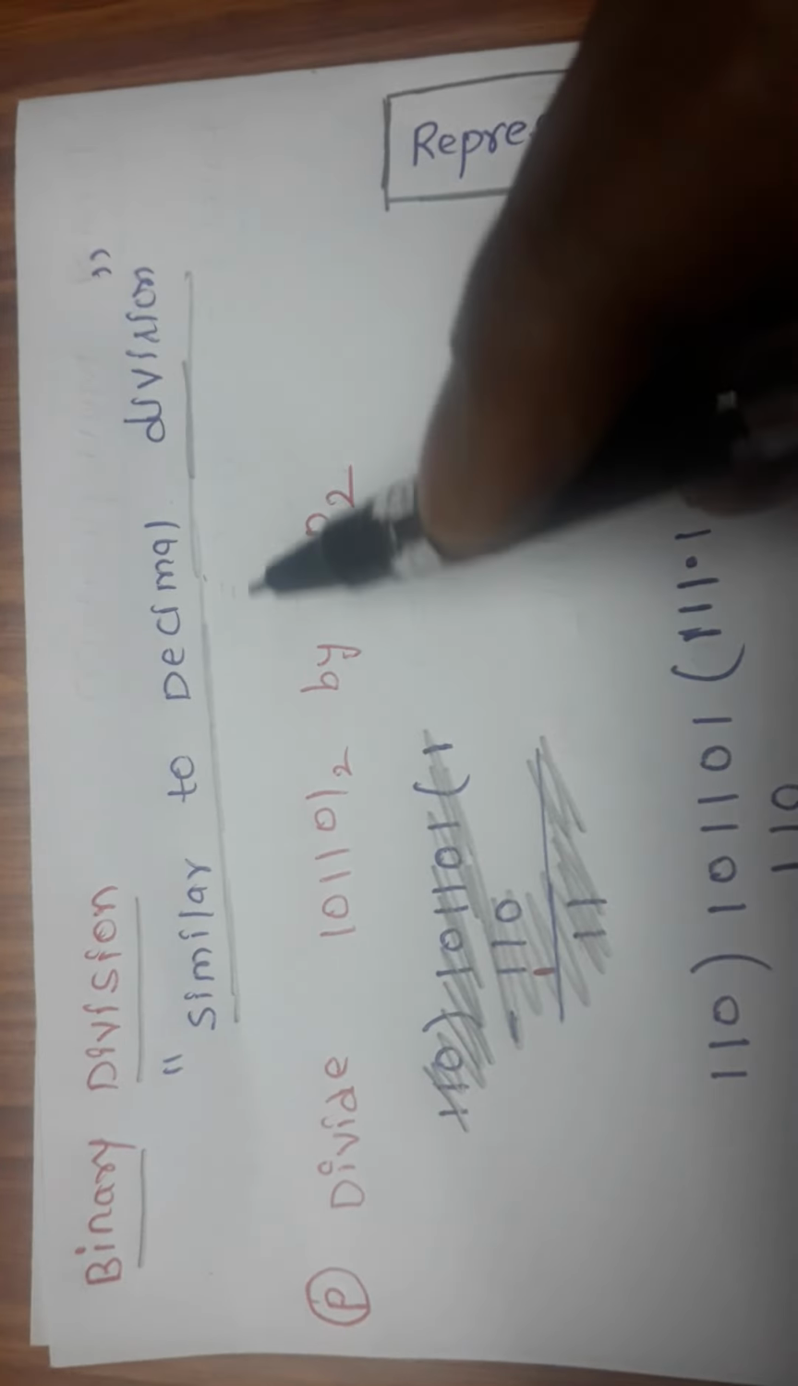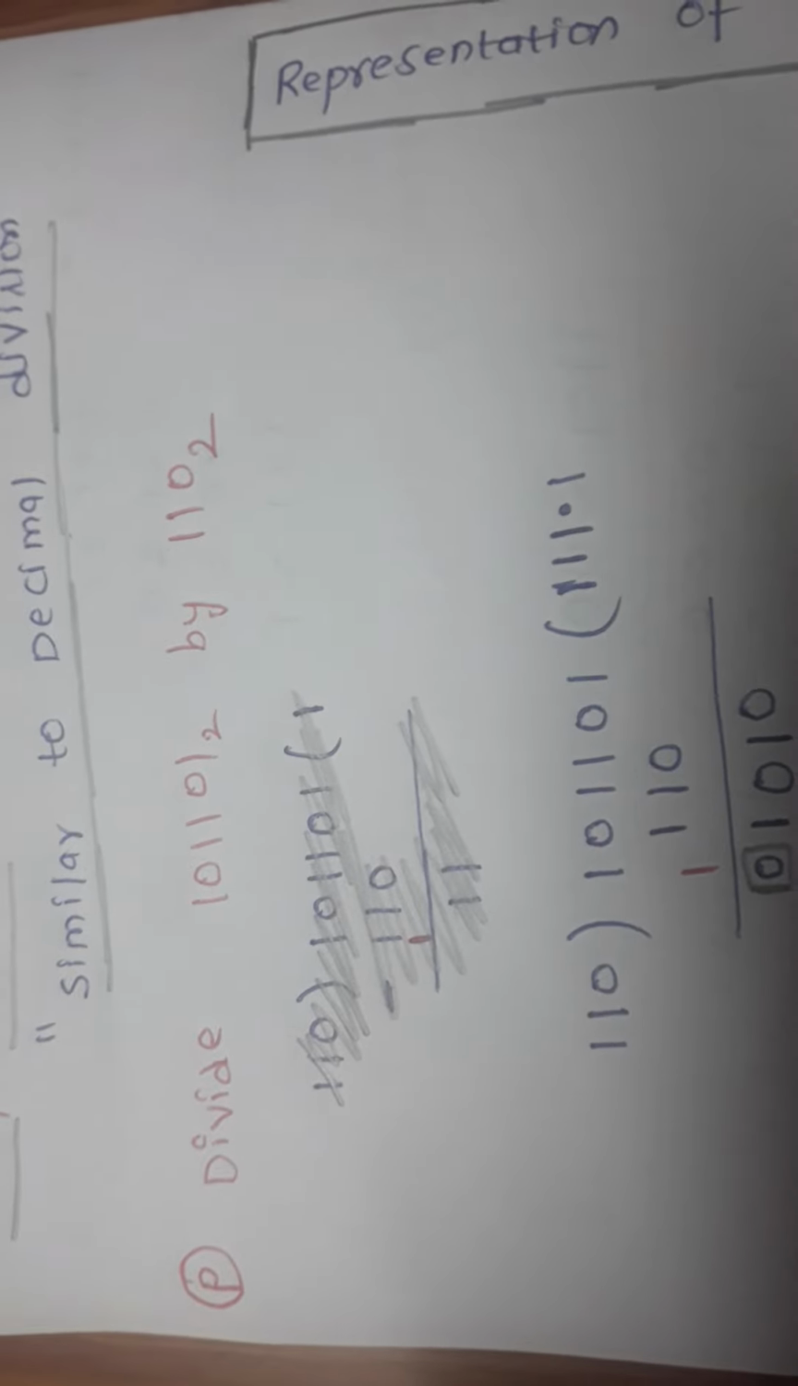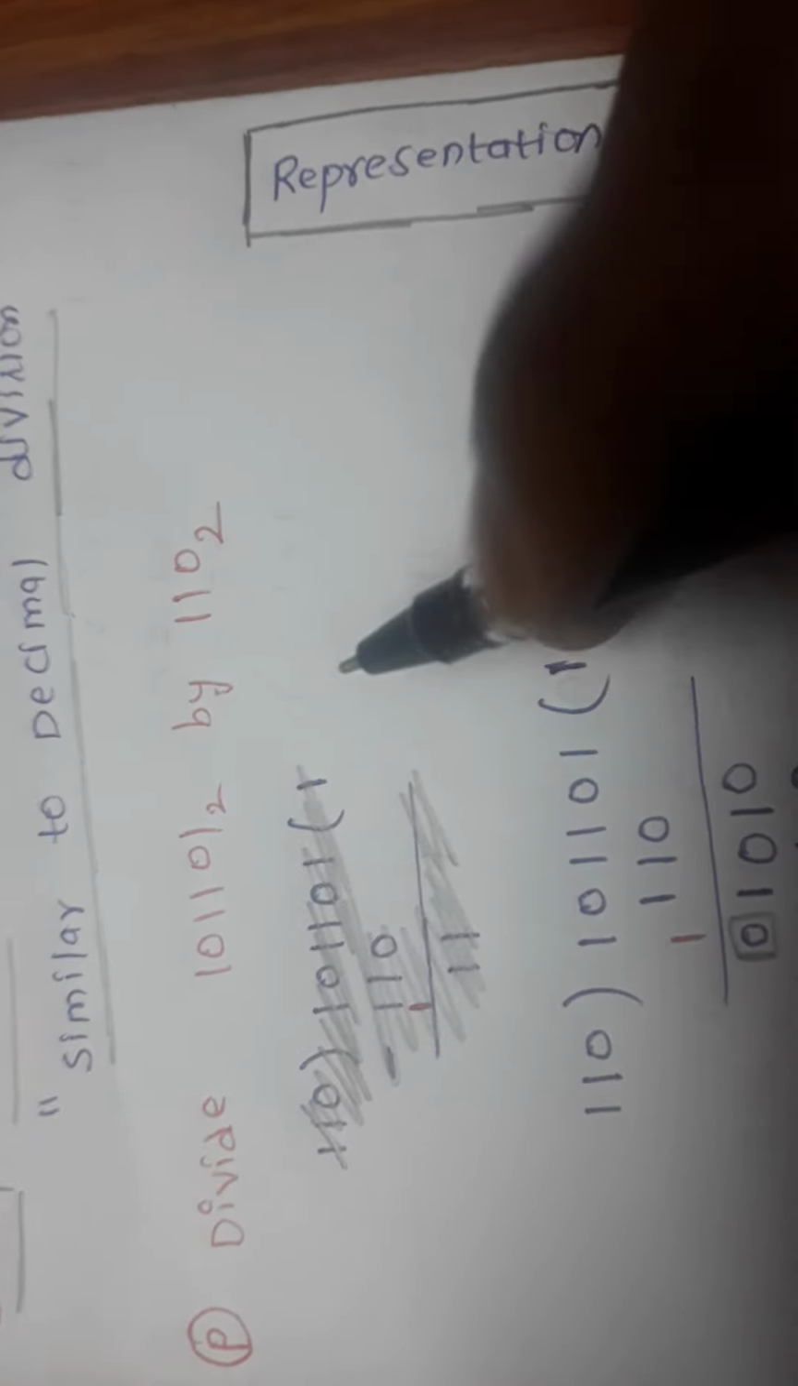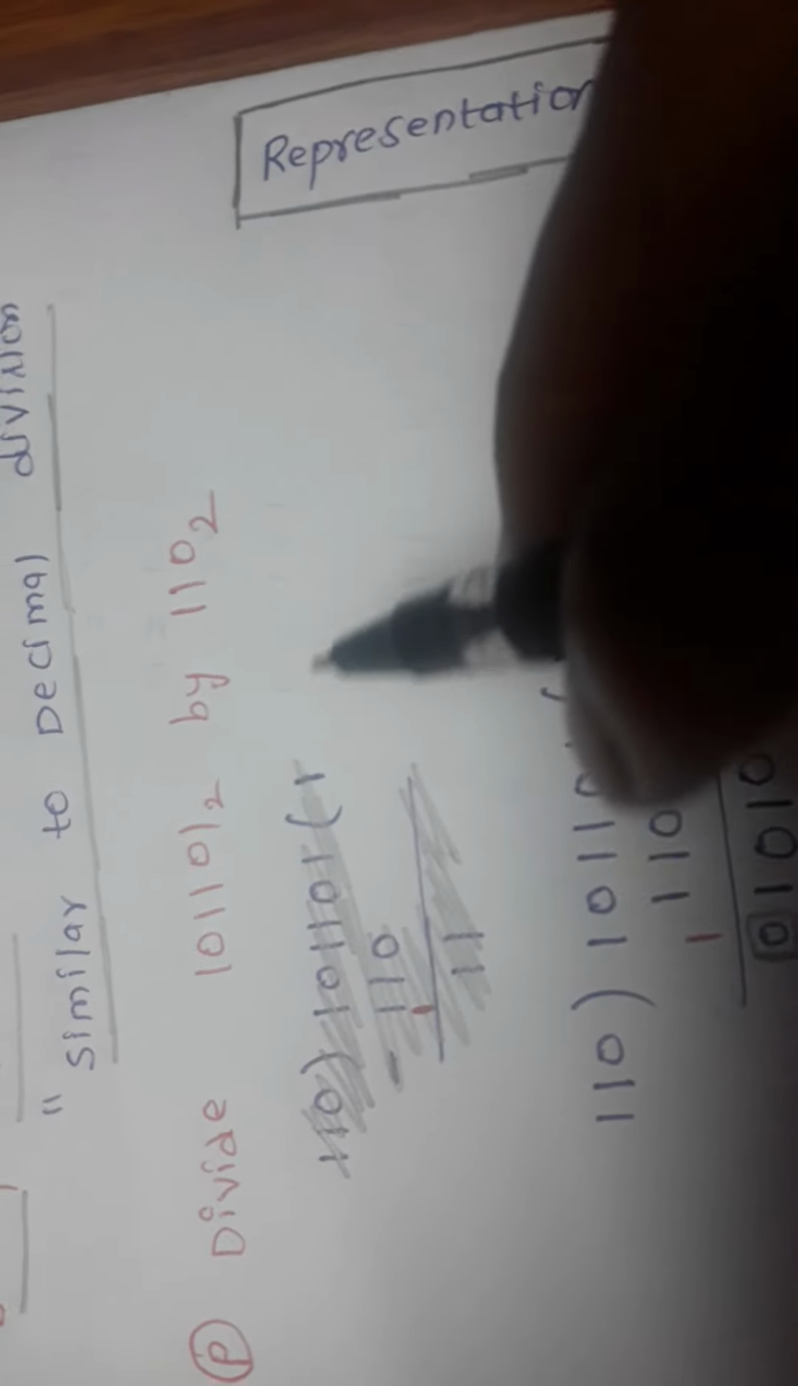Now look at binary division. This is the last arithmetic operation. It is similar to decimal division. Just look carefully, very carefully. Divide 101101 base 2 by 110. That means I have to divide this number with this number.